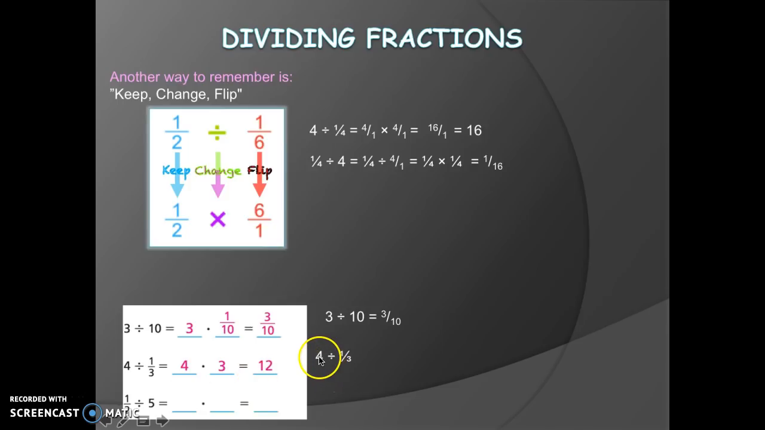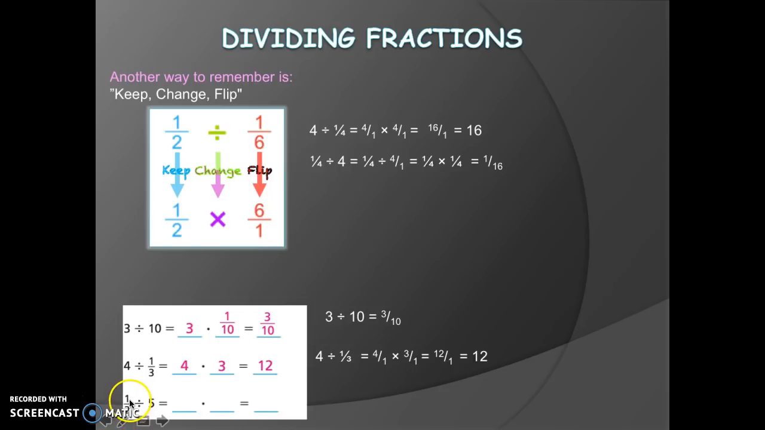So 4 divided by a third is really 4 over 1 times 3 over 1, which is 12 over 1, or 12. So that would be like if we took 4 pizzas and divided them into thirds. How many thirds do we have? Well, we'd end up with 12 pieces altogether.